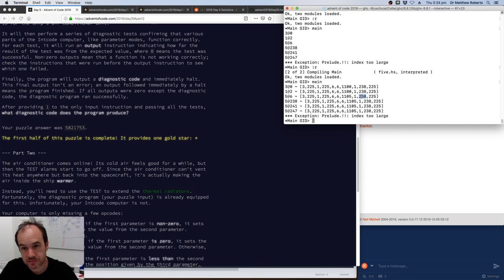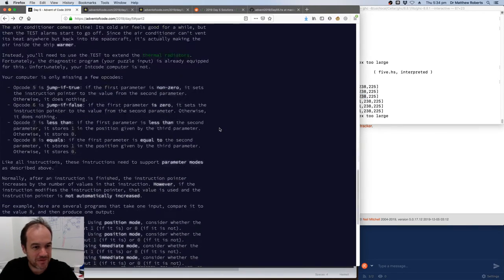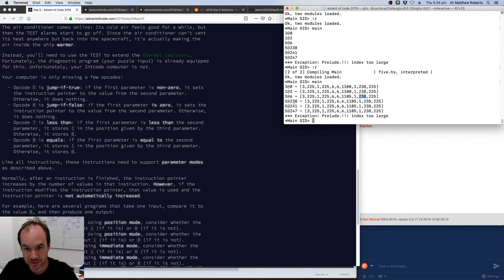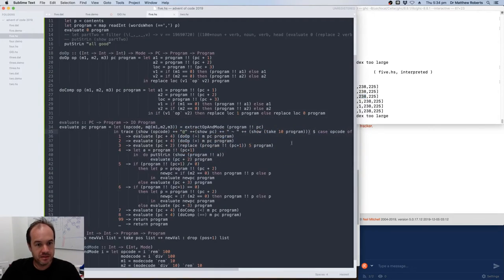Oh no, jump if. First parameter is non-zero, 1, which it is. It sets the instruction pointer to the second parameter, 238, which it does. Then it goes over to 238 and finds a 5. Then it goes to 241 and finds a 5. Then it goes to 247 and finds a 5. And then complains. Okay, so we're in 5.